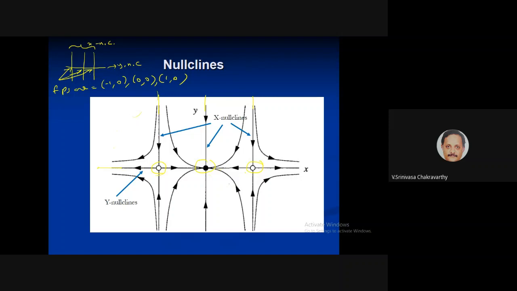So now let us try to figure out what the flow is around this. This is a stable fixed point, so flow goes towards it in all directions.